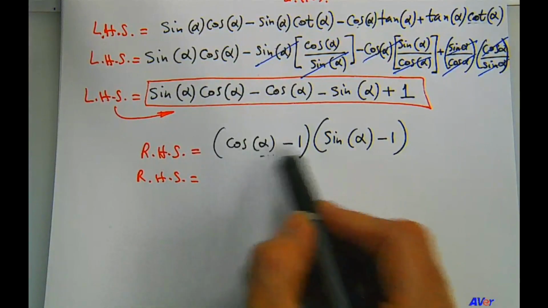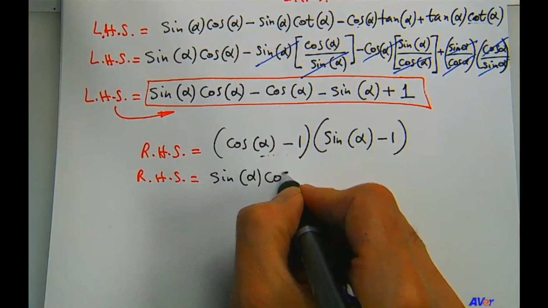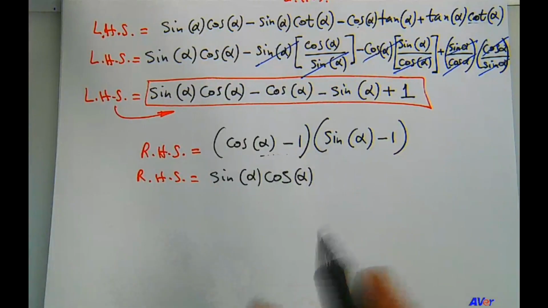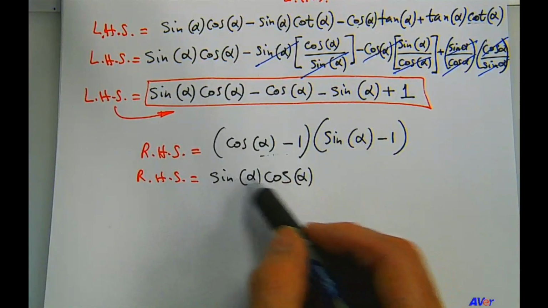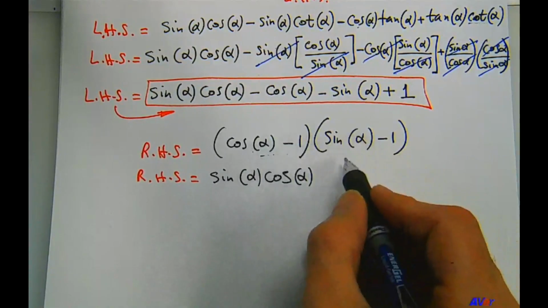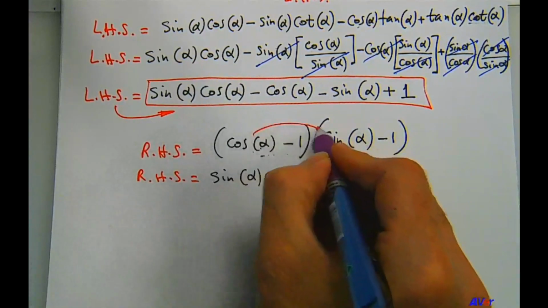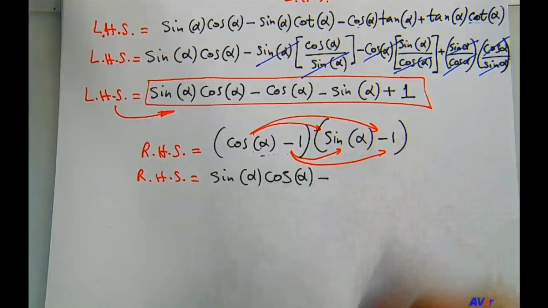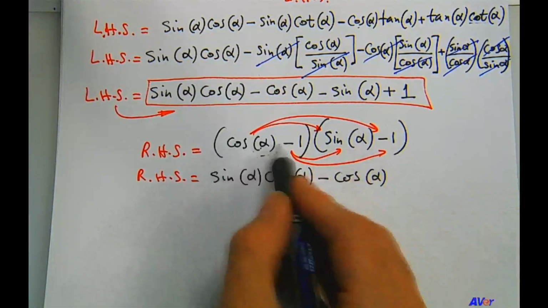So we have cosine alpha times sine alpha. It's sine of alpha times cosine of alpha. If you write cosine alpha times sine alpha, it's no different than this. I just prefer to write it this way, sine first and then cosine. And then minus cosine of alpha, right? Minus this times that. So we're foiling this times this, then this times that, and then minus 1 times that, minus 1 times that. That's what we're doing. And then minus cosine of alpha. So we're done with this.